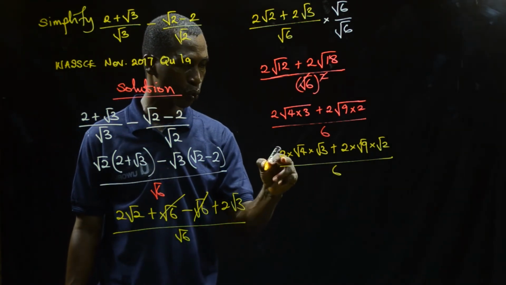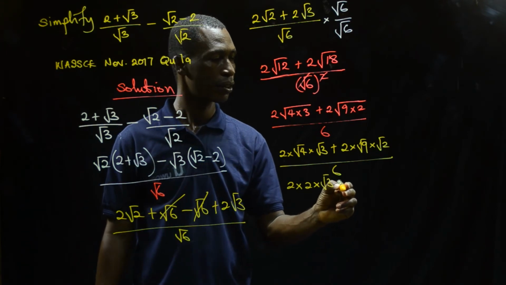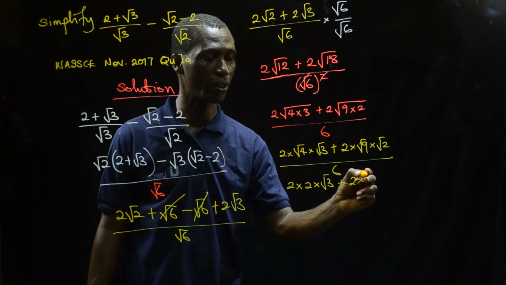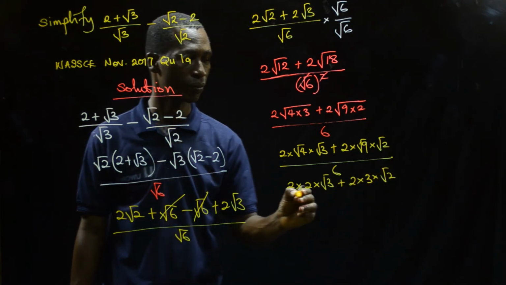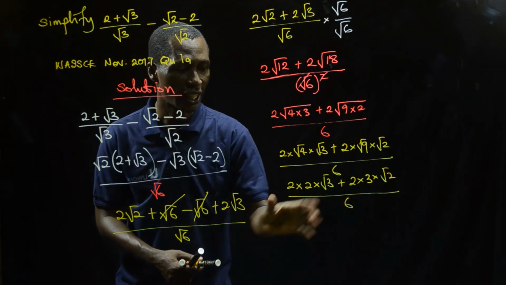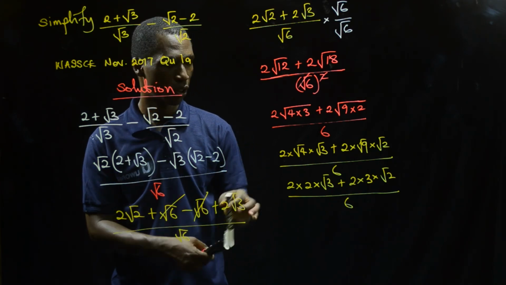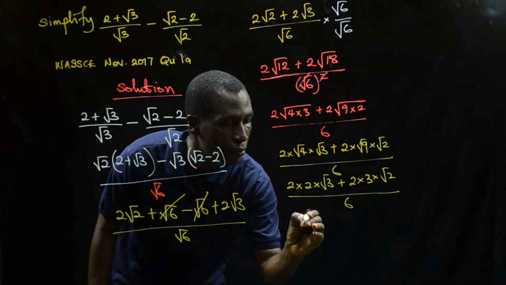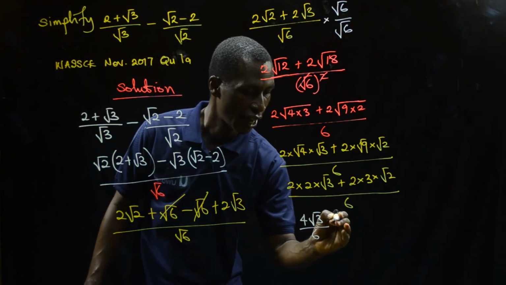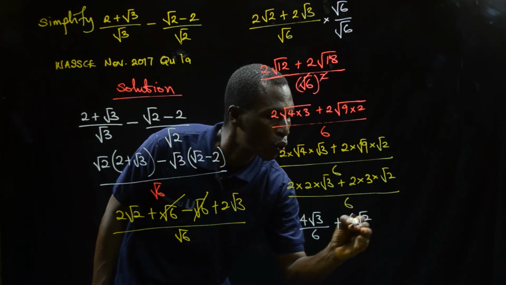So what I have here is 2 times root 4, that is 2 times 2, which is 4 root 3, plus 2 times root 9, which is 2 times 3, that is 6 root 2, all on 6. Okay, my final step here, in this case, I'm going to split the denominator. So 2 times 2 will give me 4. I've got here 4 root 3 divided by 6. The 6 is a common divisor. Plus 2 times 3 will also give me 6 root 2, also divided by 6.